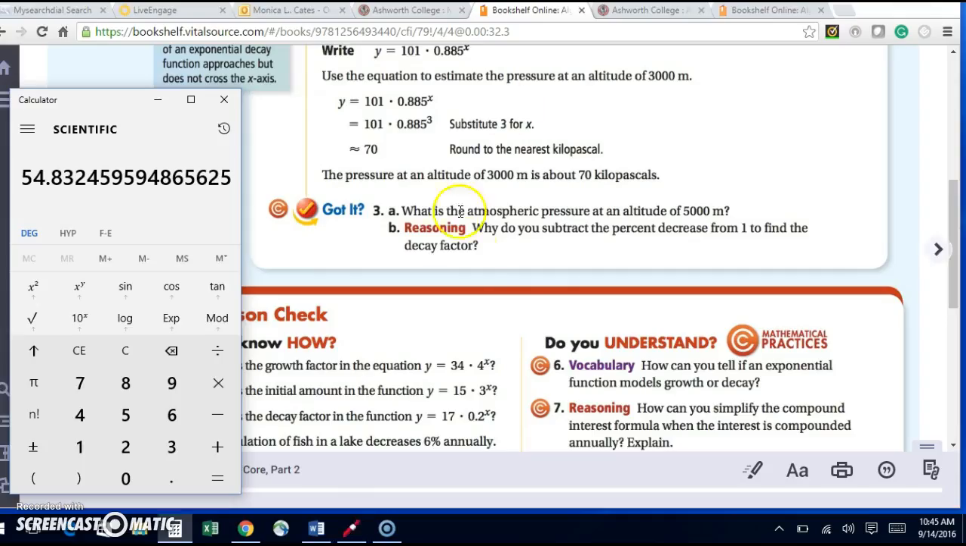All right. So then it says, why do you subtract the percent decrease from 1 to find the decay factor? Well, it's decaying, so I'm not increasing my percentage by 100. I'm decreasing it, so that's why I need to subtract. I hope this helps.